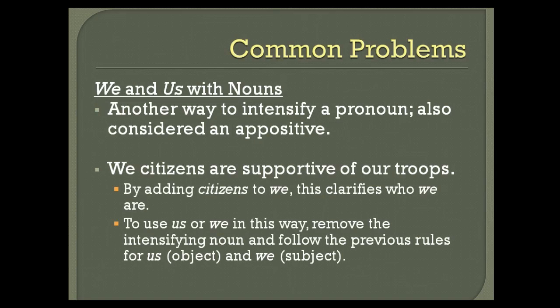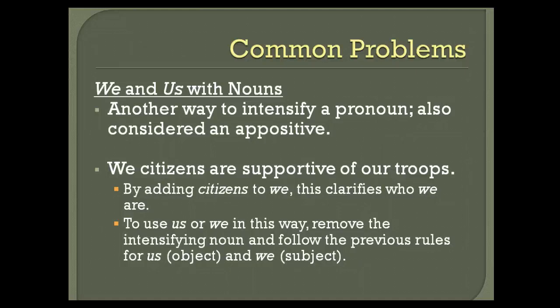We citizens are supportive of our troops. By adding citizens to we, this clarifies who we are. Okay, the how-to. To use us or we in this way, just remove the intensifying noun and follow the previous rules for us, for object, or we, or subject.